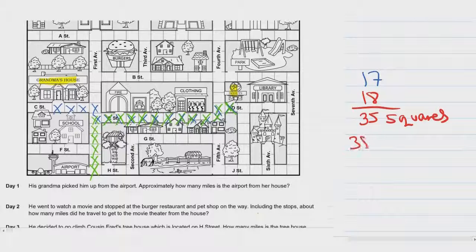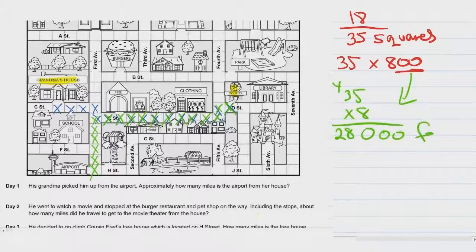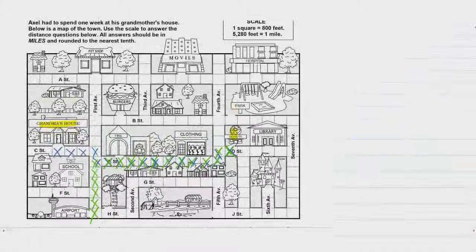And we're going to take the 35 and multiply it by 800 because each square is worth 800 feet. But I don't care about these zeros, so I just do 8 times 35. 8 times 5 is 40. I write a 0. I carry the 4. 8 times 3 is 24, plus 4 is 28. Then I take these two zeros and add them back in to get 28,000 feet.